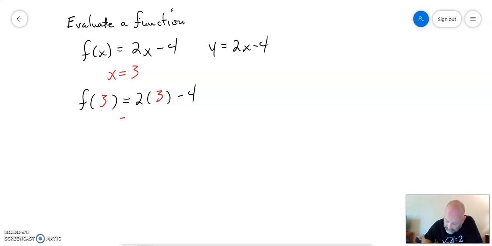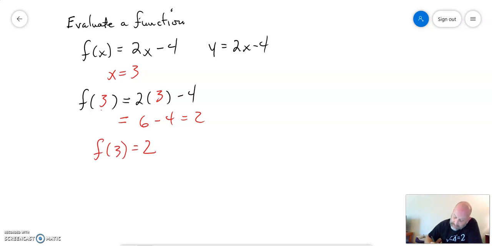So here, this would evaluate as 6 minus 4, which gives me a 2. And so what this tells me is that f of 3 is equal to 2. And remember that this input was an x. Now, the output here is your y. So this is actually giving you a coordinate. If I plug in a 3, I get out a 2. Right? And so that's the basics of evaluation.